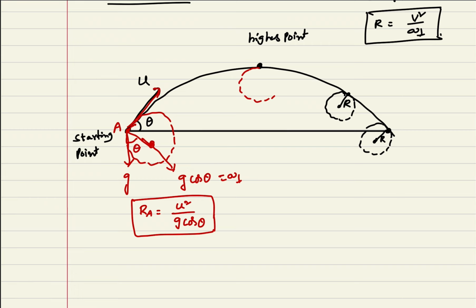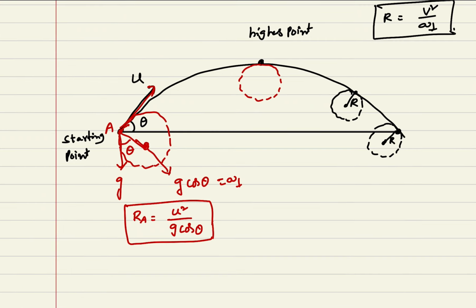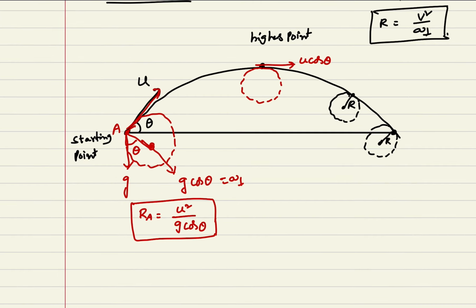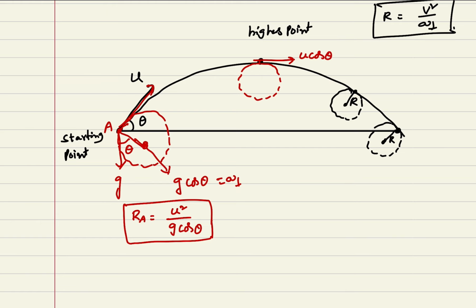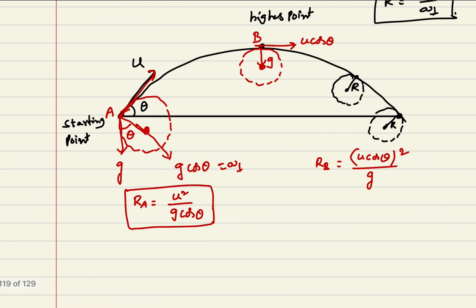Similarly at the highest point, you can see the velocity is only u cos theta, and the u sin theta value is 0. You can see g is acting in the downward direction. Now at point B, the radius of curvature can be written as u cos theta whole square divided by the perpendicular acceleration g. This is the radius of curvature at point B.